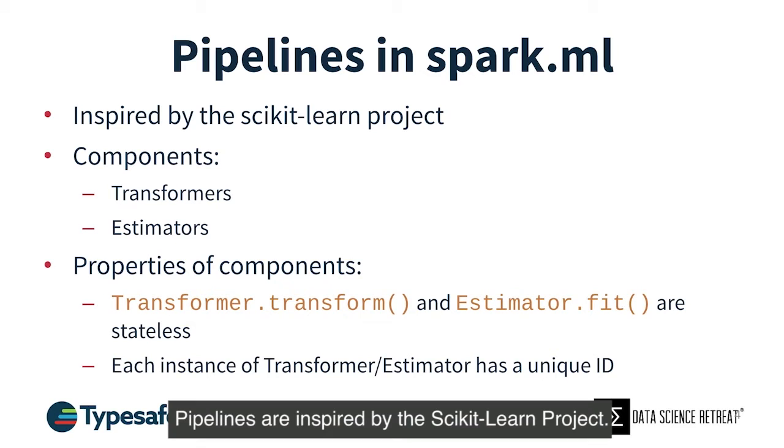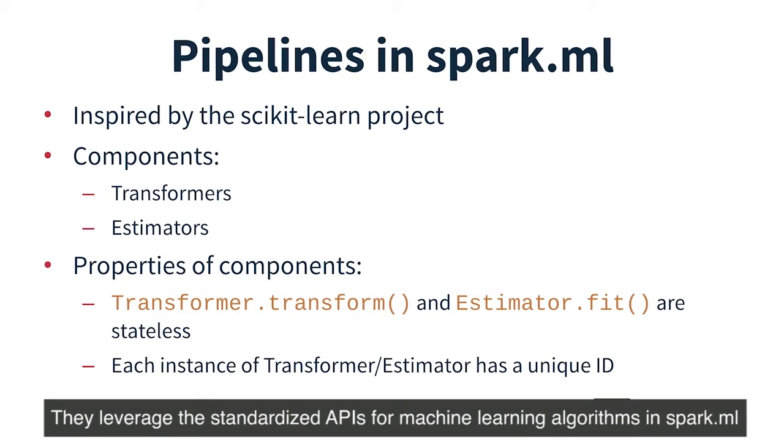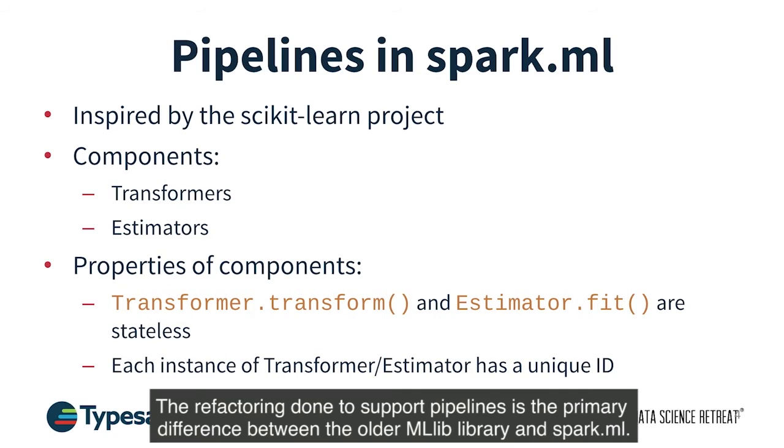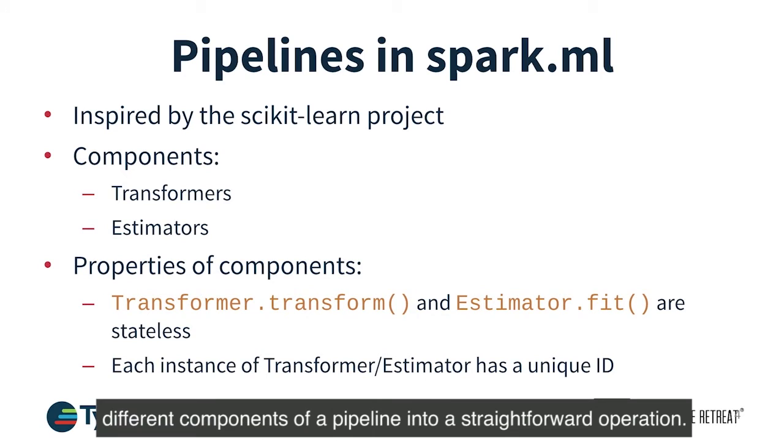Pipelines are inspired by the scikit-learn project. They leverage the standardized APIs for machine learning algorithms in Spark ML. The refactoring done to support pipelines is the primary difference between the older MLlib library and Spark ML. As a pipeline is composed of different components, namely transformers and estimators, the standardized methods, transform and fit, turn the chaining of the different components of a pipeline into a straightforward operation.